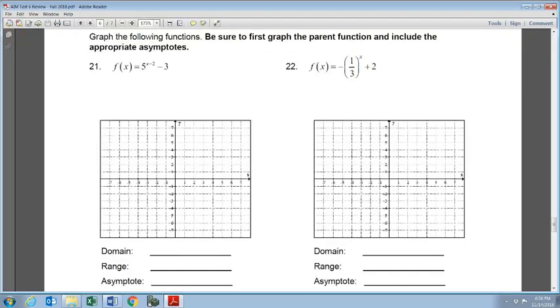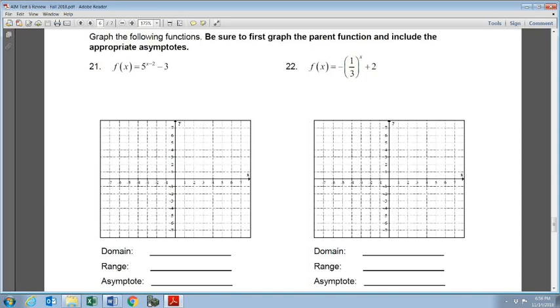Alright, this should be our last video for the test 6 review. Let's go ahead and get started. We're graphing here. So notice it says be sure to first graph the parent function and include the appropriate asymptotes. Remember, the asymptotes are a key feature of these graphs.